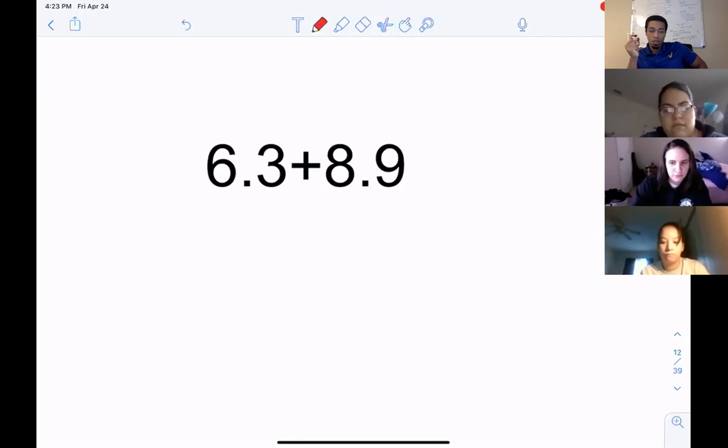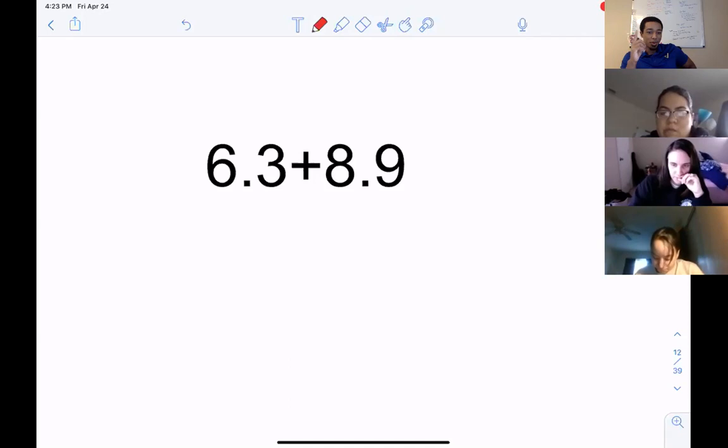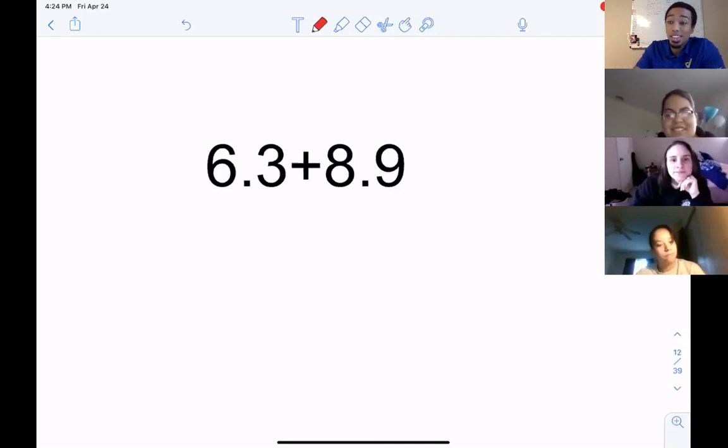Two, 1, 0. Answer. Looks like someone's waiting on the first person to give their confident answer. Let's see. Boom. Sam got it. Chantel got it. 15.2. Oh. 15.2, exactly. So here's what we've got to think about, everybody.